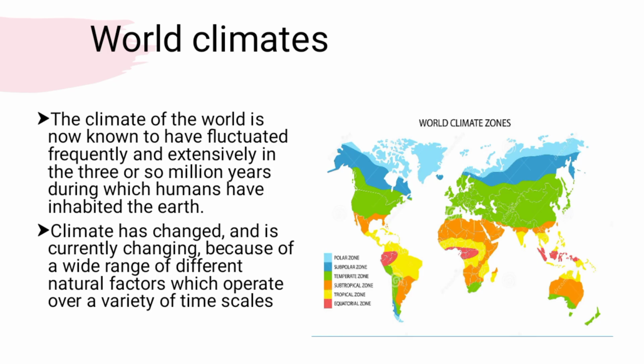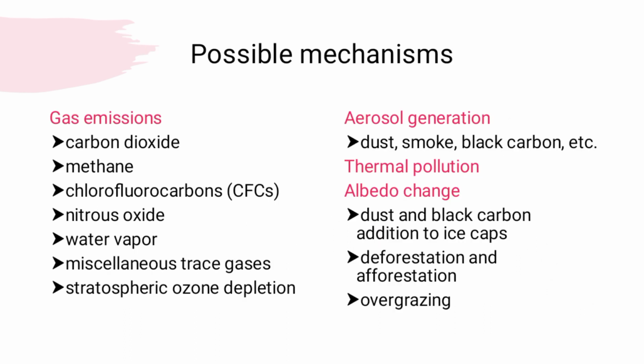World climate. The climate of the world is now known to have changed frequently and extensively in the 3 or so million years during which humans have inhabited the Earth. Climate has changed and is currently changing because of a wide range of different natural factors which operate over a variety of time scales. The possible mechanisms: gas emissions and aerosol generation.